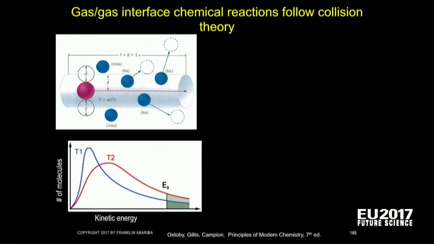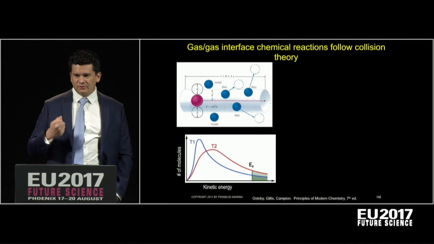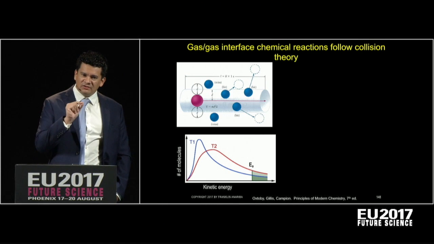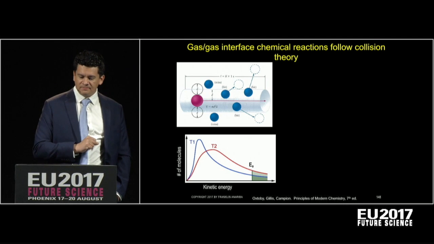I want to talk about gas-surface collisions, and I'm not going to talk about gas-gas, because gas-gas collisions will occur in the coma, okay? But the gas-surface collisions will occur also in the coma, on the dust grains, and on the surface of the comet. And I think that's more interesting.